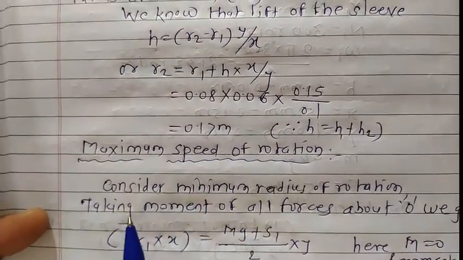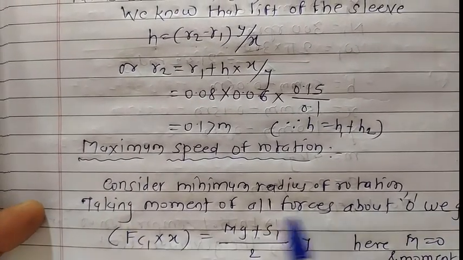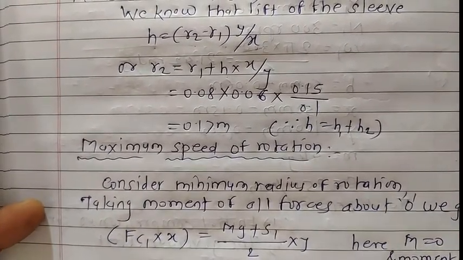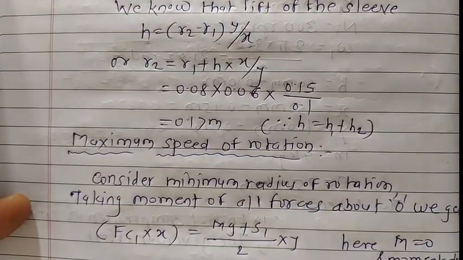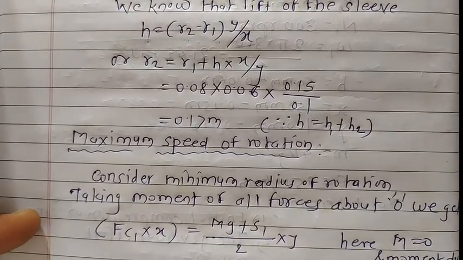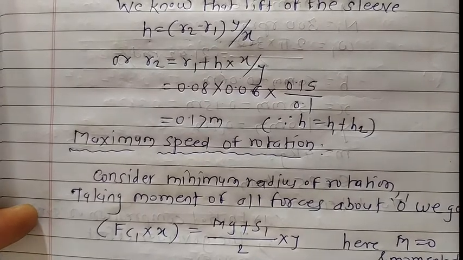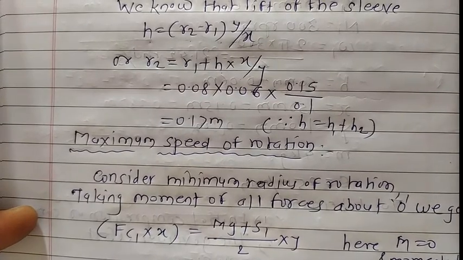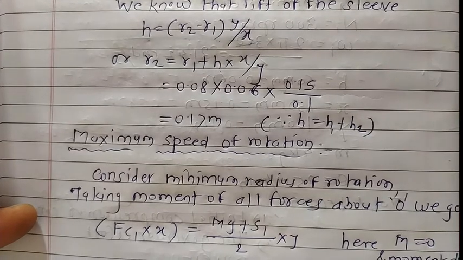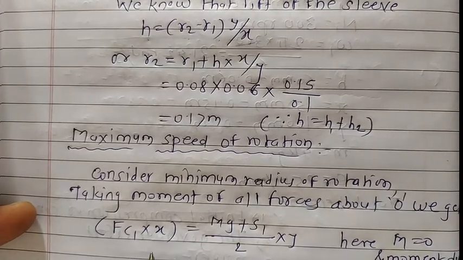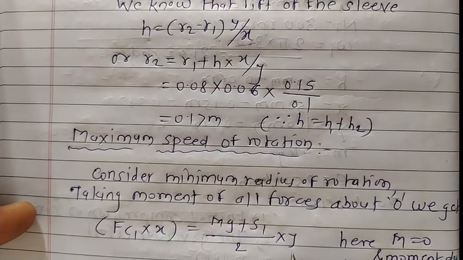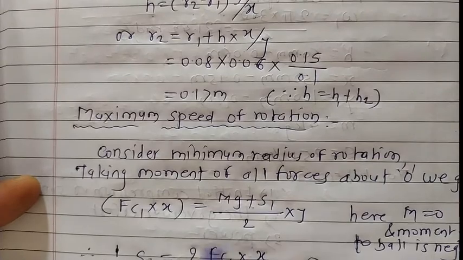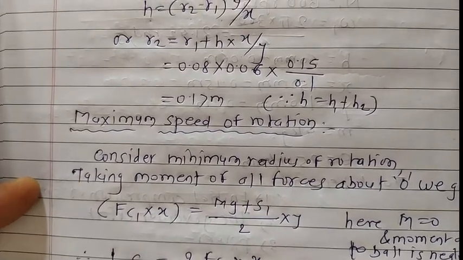Consider the minimum radius of rotation, and take the moment of all the forces by neglecting the obliquity effect. That is, you have to neglect the moment because of the mass of the fly ball. And you have to consider x1 equals x2 equals x, and y1 equals y2 equals y.